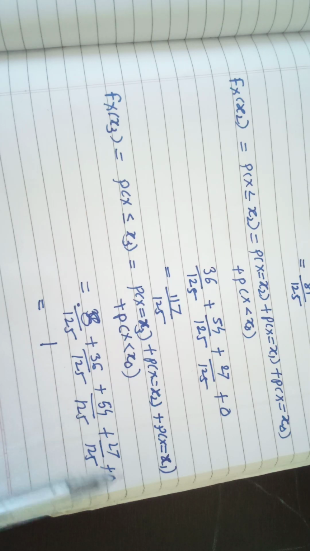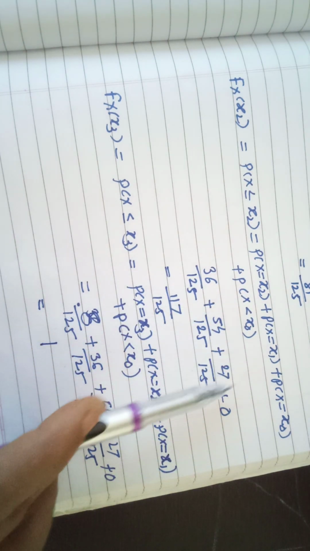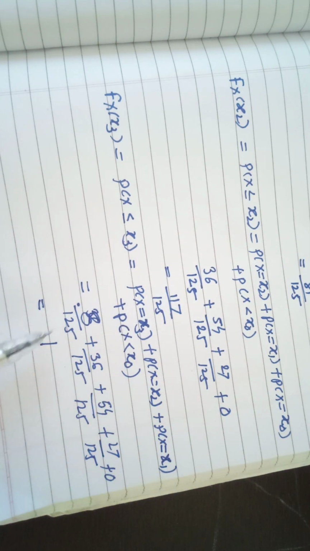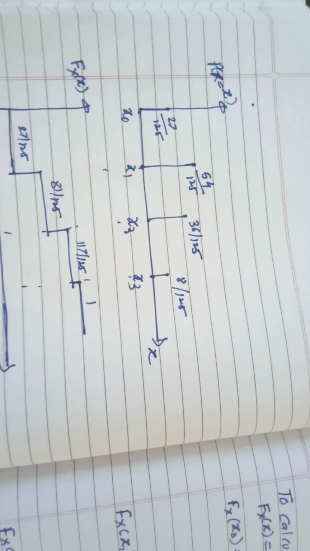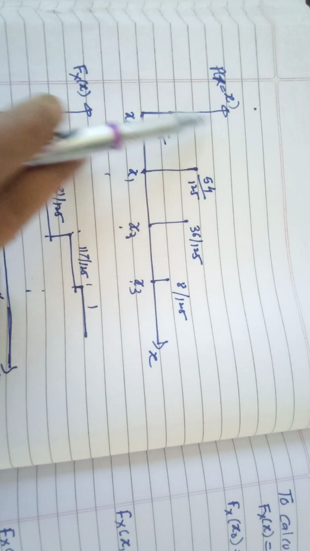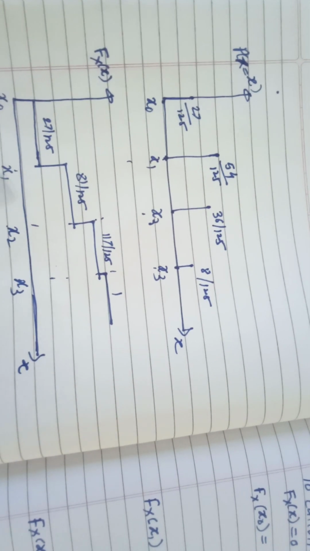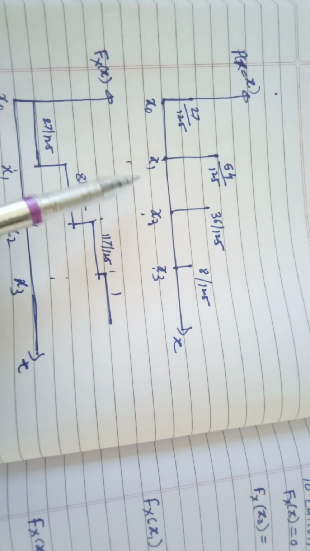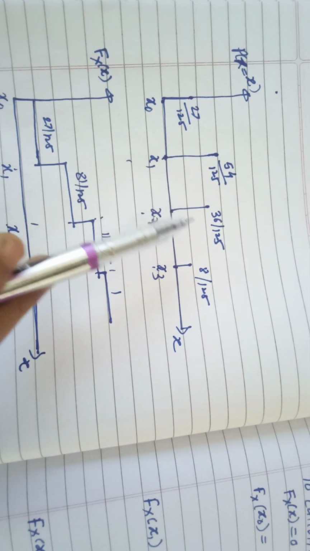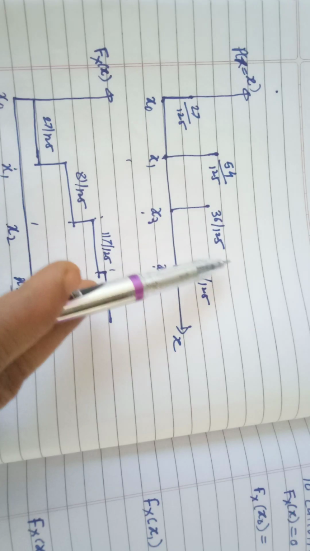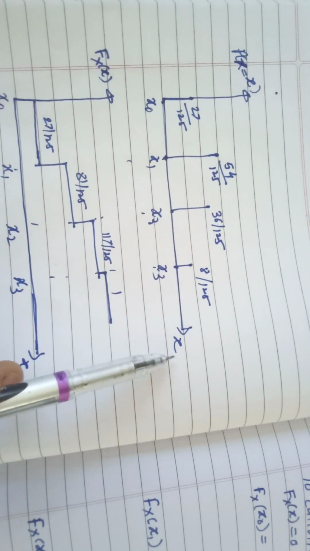And before the first point, you should get 0. So probability X less than x0 is 0, and the last value is 1. Now after that you have to plot the graph. First, probability X equal to x is the probability of the random variable values. At x0 that is 27 by 125, at x1 54 by 125, at x2 36 by 125, and at x3 8 by 125.